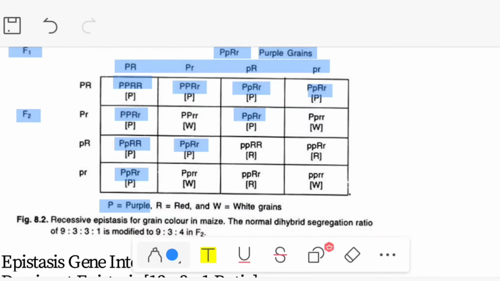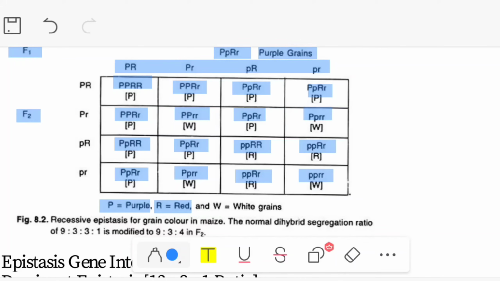If you are checking for the red, you will observe that the small p should be there. So here you have red, this one is also red, and this one is also red. So 3 red you have. Then for the white, you will observe at least one capital P should be there along with the small r. So here 1, 2, 3 and 4.